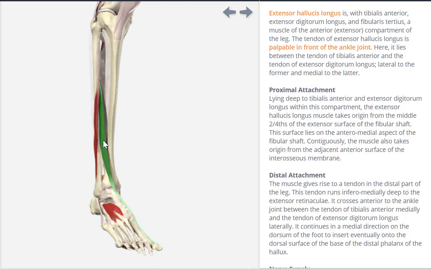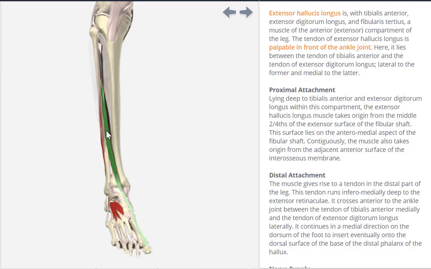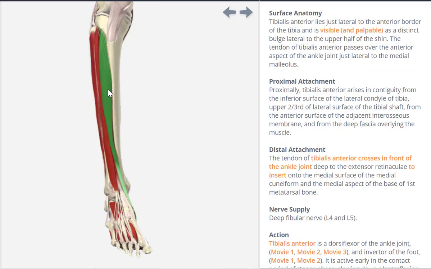First layer that we see is extensor hallucis longus. The reason for doing this is because the various muscles in each compartment share an arterial supply and a nerve supply, which will make your studying much easier. So here's the extensor hallucis longus. We can now see extensor digitorum longus, tibialis anterior, or the anterior tibialis.